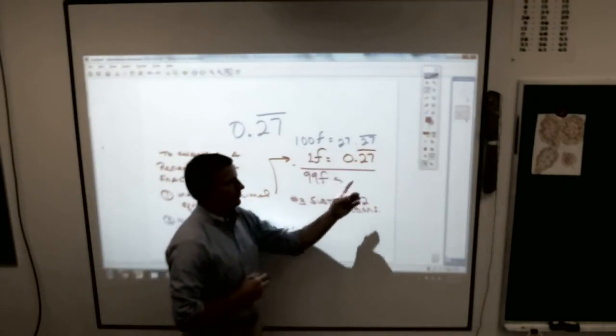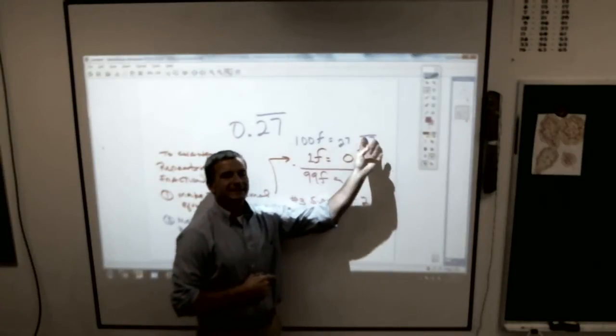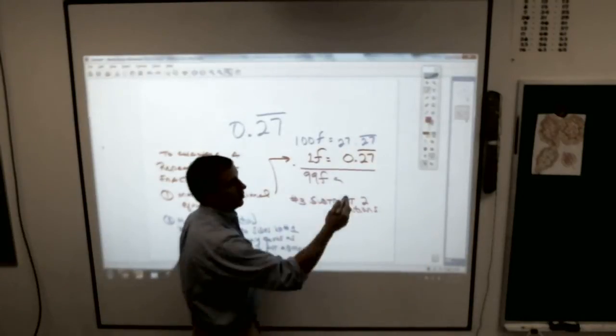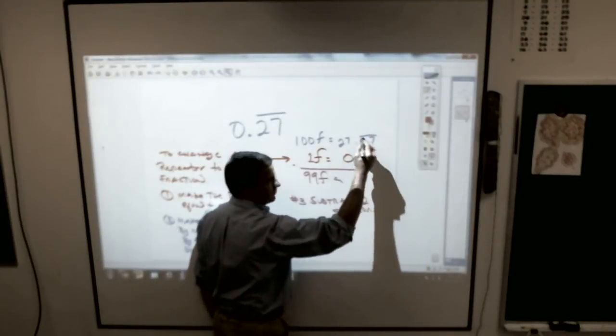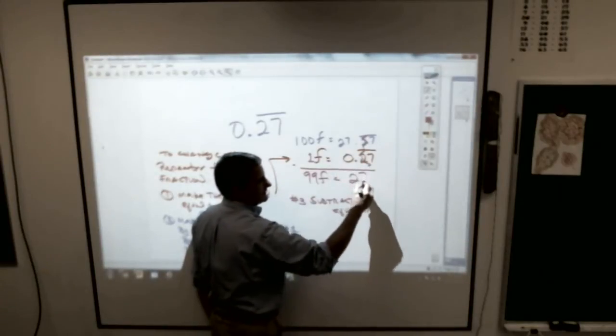And look what happens over here. I subtract a repeater 27 from a repeater 27. Guess what? They go away. There is no repeater because this is the same thing from the same thing. You get nothing over here. 0 from 27 gives you 27.